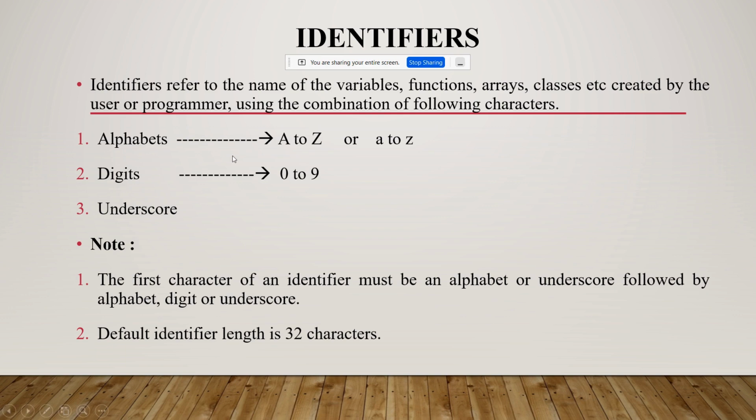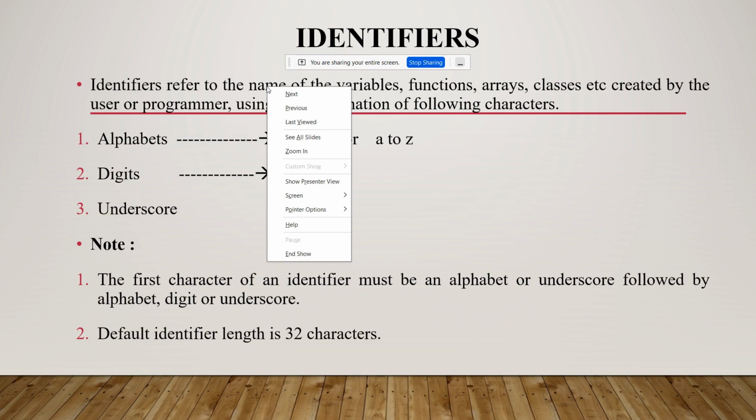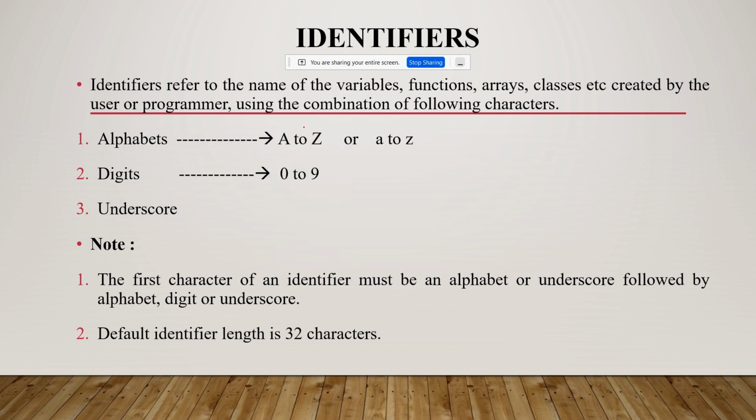So an identifier is nothing but a name given by the user. The names we give, the variable names, function names, array names, and maybe a class name also. These are all the names we are going to give.